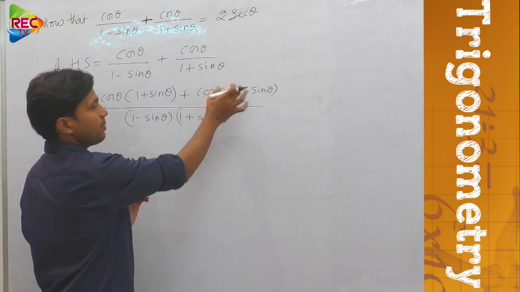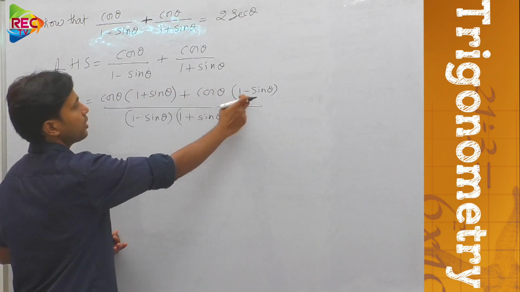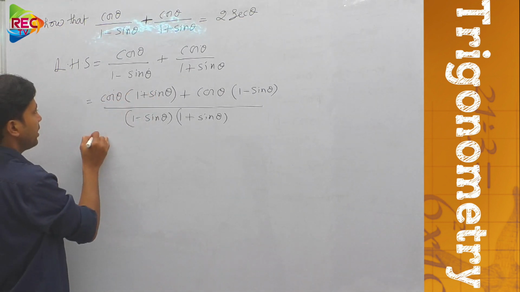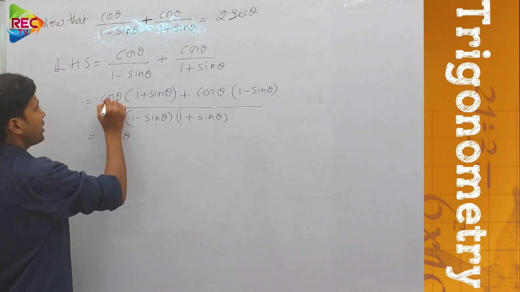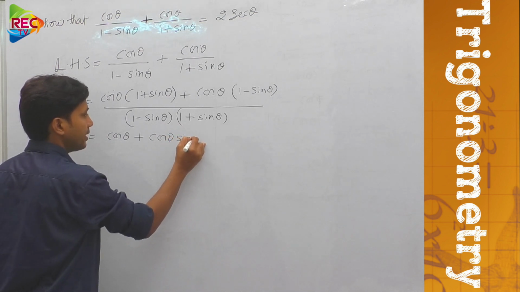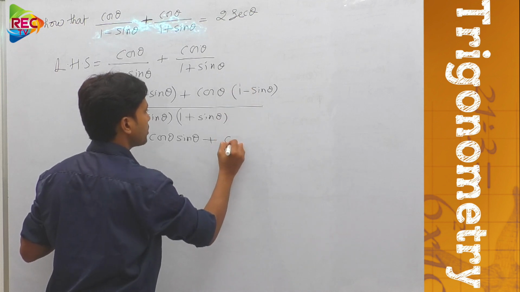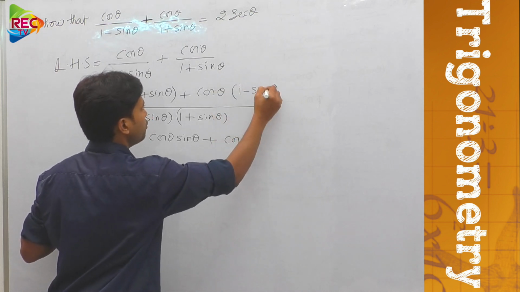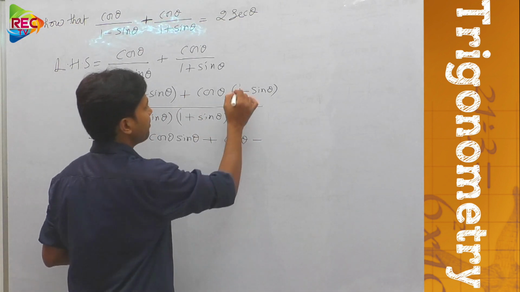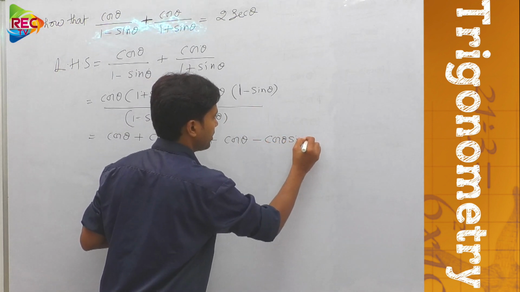Now first of all, simplify the numerator part. Generally we multiply these two and these two. Now first do the multiplication with this. Cos theta into 1, that would be cos theta, plus cos theta into sin theta, that is cos theta sin theta. Plus cos theta into 1, that is cos theta. Cos theta into minus sin theta, that is minus cos theta sin theta. Symbols should also be multiplied, no?